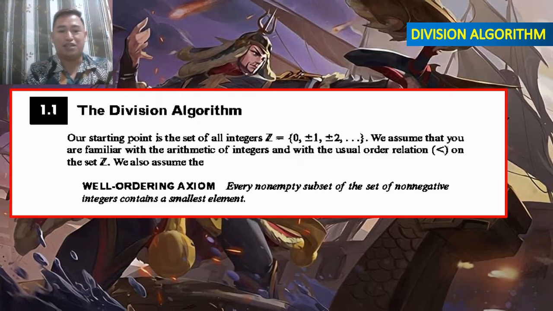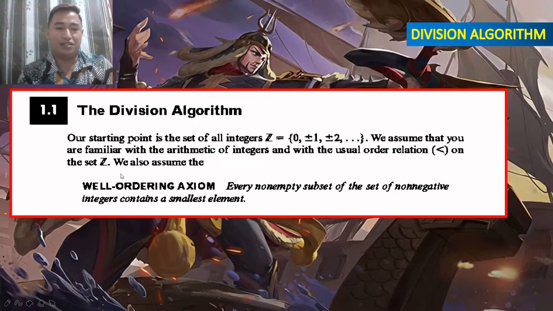The starting point is the set of all integers, Z. The set Z, class, can be written as 0, then positive and negative 1, positive and negative 2, and so on. Or it can be written with an ellipsis, then negative 3, negative 2, negative 1, 0, and then 1, 2, 3, and another ellipsis. We assume that you are familiar with the arithmetic of integers and with the usual order relation less than on the set Z, the set of integers.